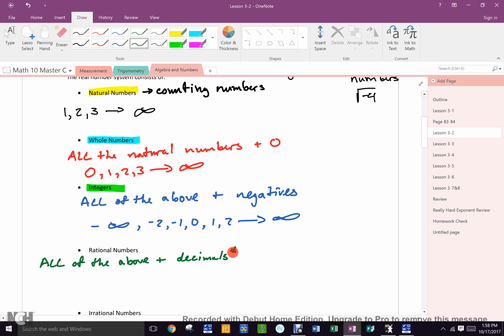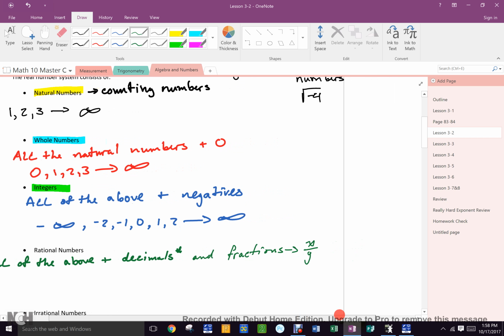And I want you to put a little asterisk by decimals and fractions. Now the fractions are special. The fractions have to look like this: x over y, so some number over another number, and x and y are integers, and y can't equal 0. If you can write a number like that, it's a rational number.